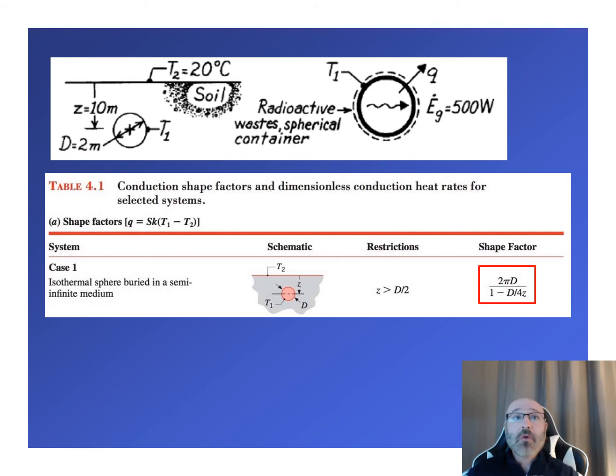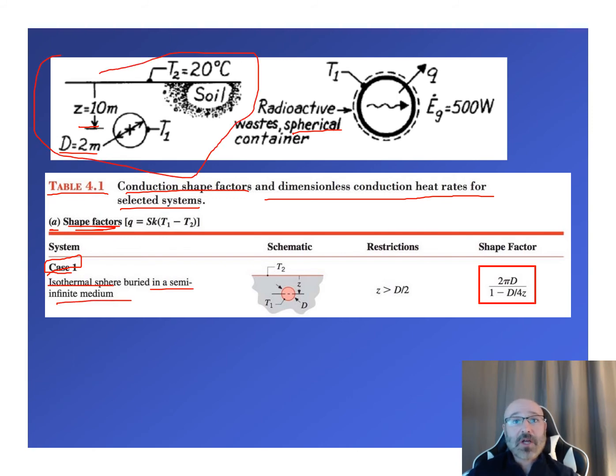So now if we take a look at our schematic or given information from our problem at the beginning, what we can see is we have a spherical container and we have this known depth z equal to 10 meters. We have this diameter here. If we go to Table 4.1 that we talked about earlier in this module, for our conduction shape factors and dimensionless conduction heat rates for selected systems, we go to part A for the shape factors. This is closest to our case 1. We go through all 11 of those cases and we find this is the closest one. We're dealing with an isothermal sphere buried in a semi-infinite medium.